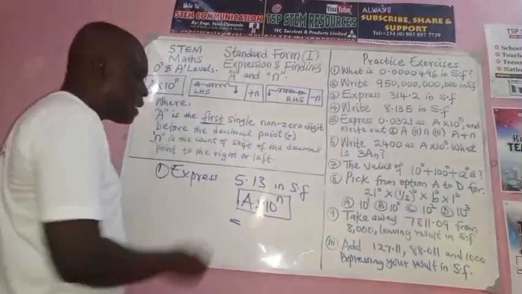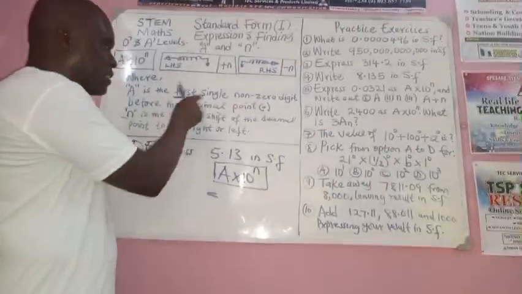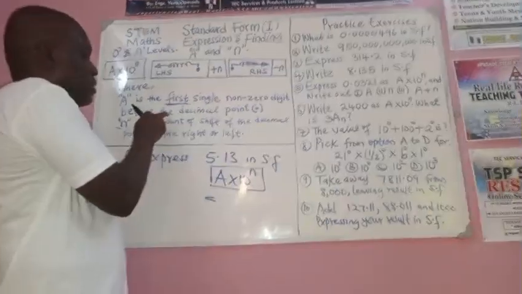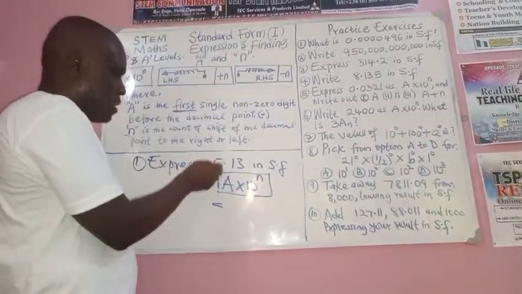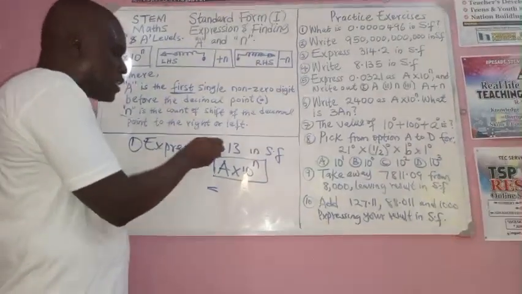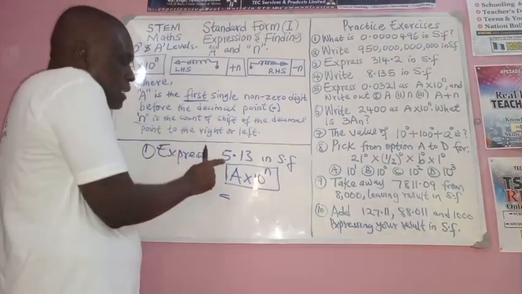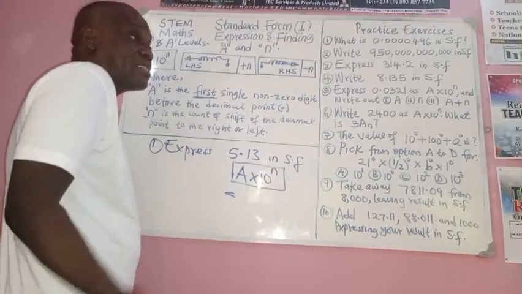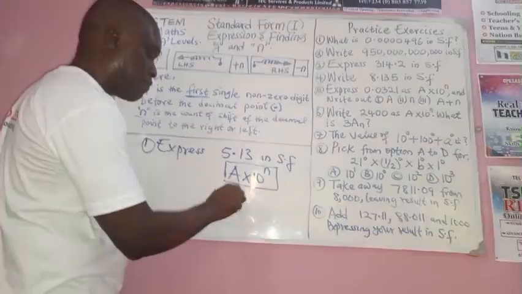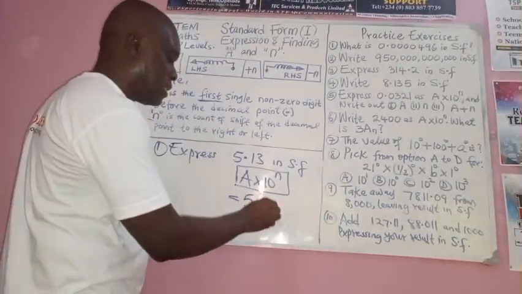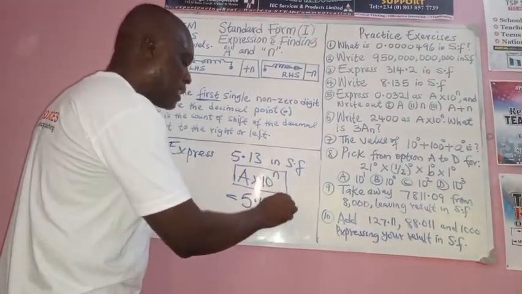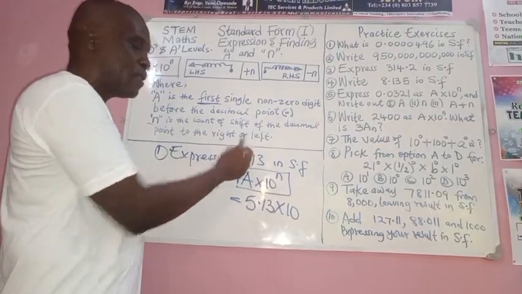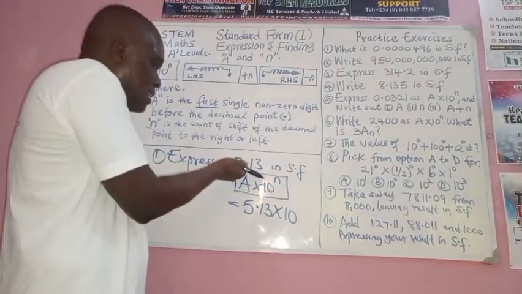Now, if you look at this, a must be the first single non-zero digit before the decimal point. Already this one is a single digit, just 5, and immediately after that, you have the decimal point. It means that this number is already in standard form, 5.13. So times 10 raised to the power what? Did I shift it? No, we didn't. No shifting. You can't shift it because it's already in standard form.